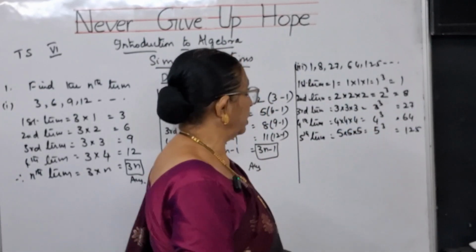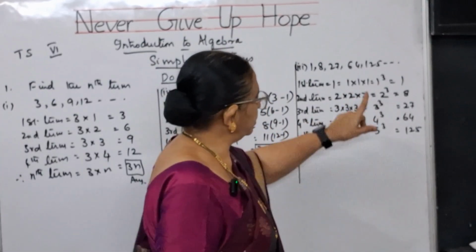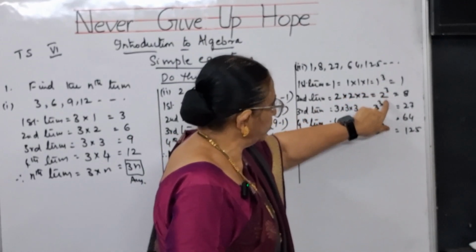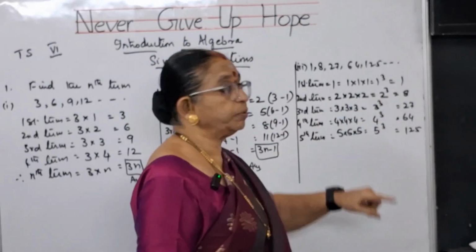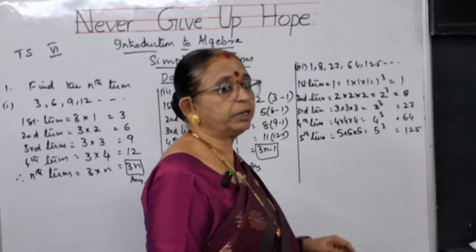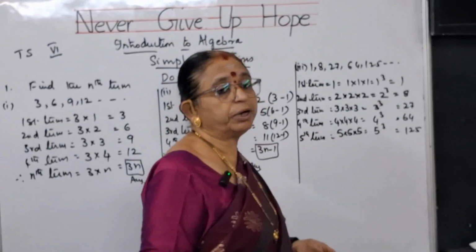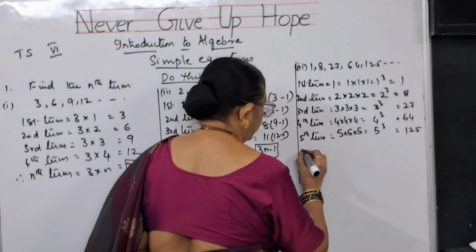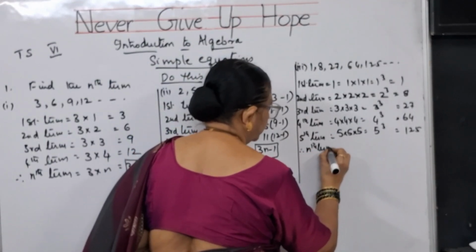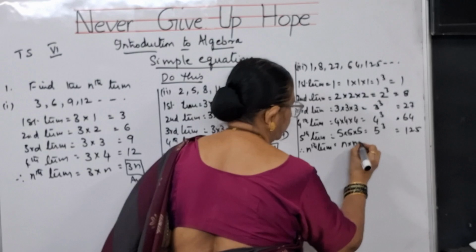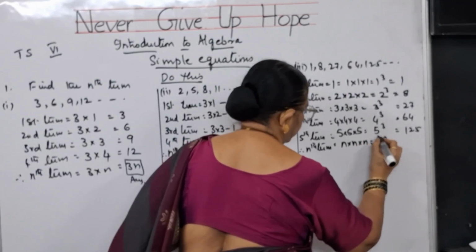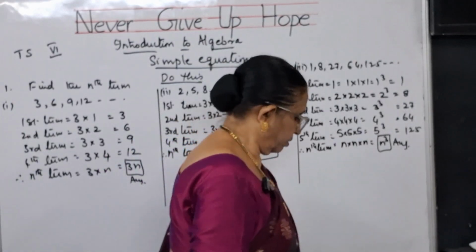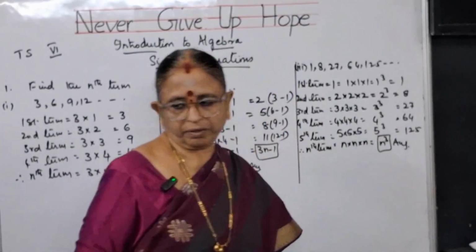You will understand it in higher classes. But one thing you remember, this is base, this is power. Whatever the power is, so many times this base has to be multiplied. 2 cube, 2 multiplied 3 times. 3 cube, 3 multiplied 3 times. 4 cube, 4 multiplied 3 times. 5 cube, 5 multiplied 3 times. So what is the nth term? n should be multiplied 3 times. That is n cube, the answer, children. So do these sums. Please copy it.